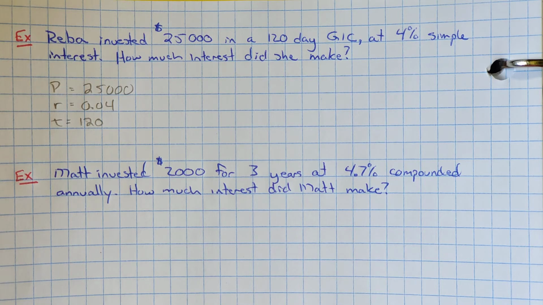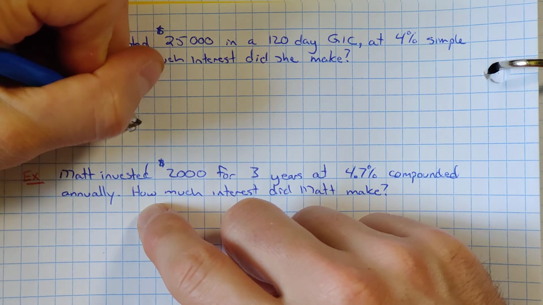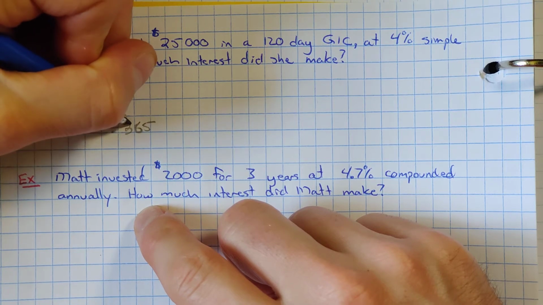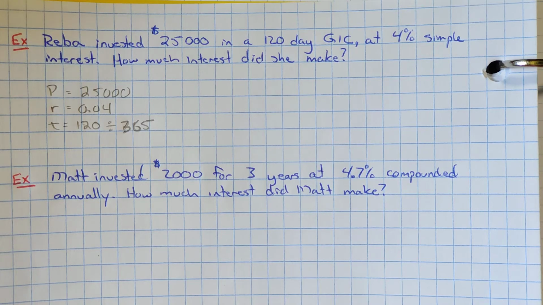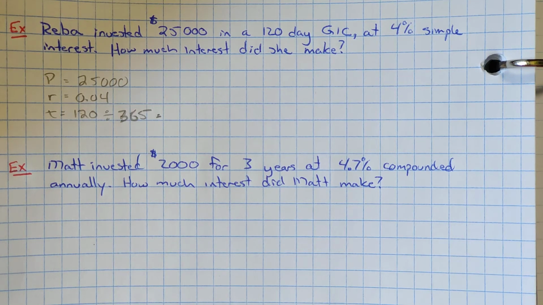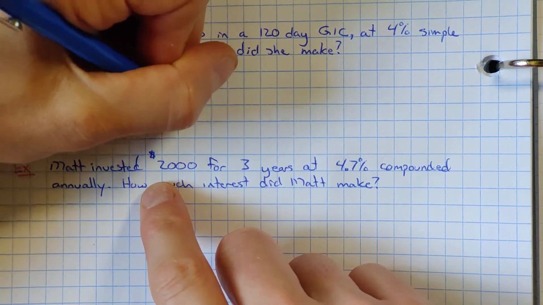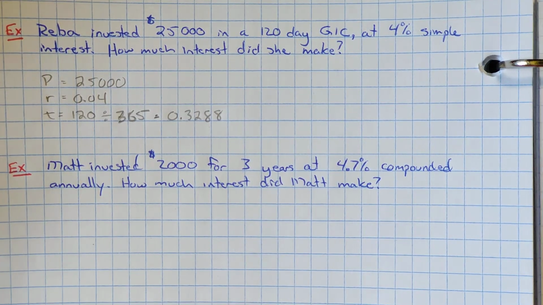Financially, we'll base it off 365. So we just divide this by 365. Trying to make nice, pretty numbers, but it's not. 120 divided by 365, that's going to be the time. So it is 0.3288. I'm going to go to 4 decimal places on this one.